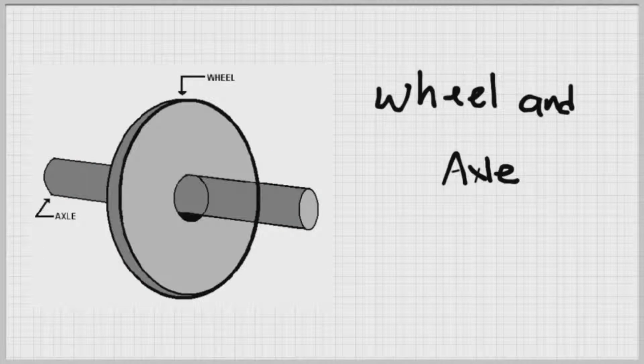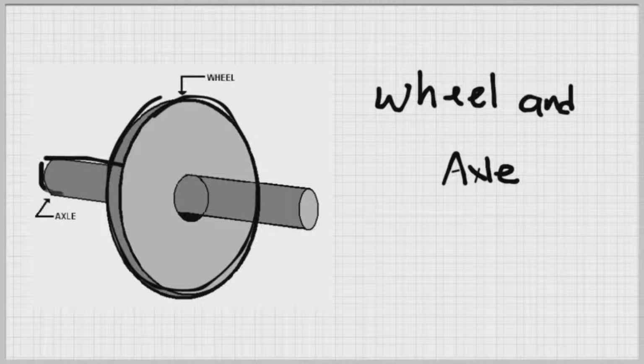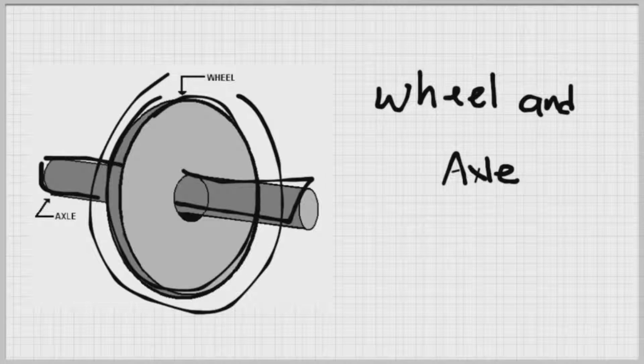The next word we have here is wheel and axle. So pretty much self-explanatory. We have a wheel here, and we have the axis, or in this case the axle, that is crossing it, making it able to move or spin.